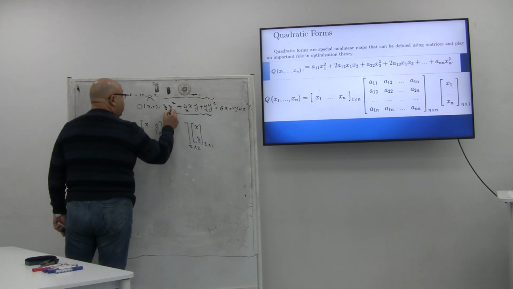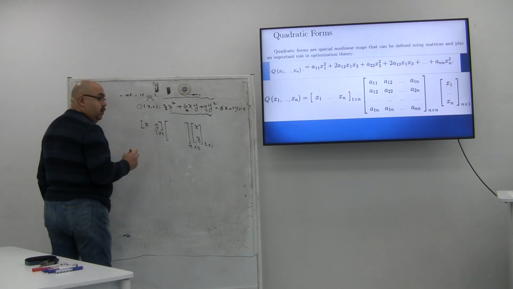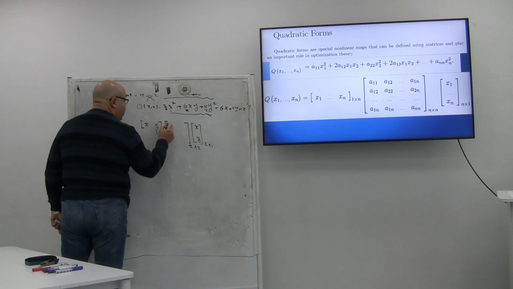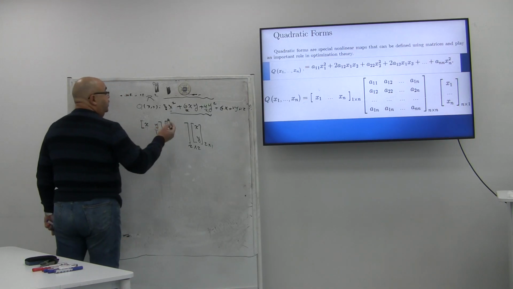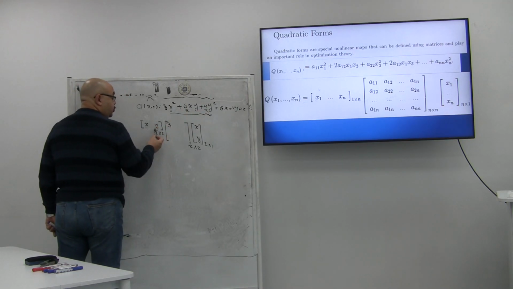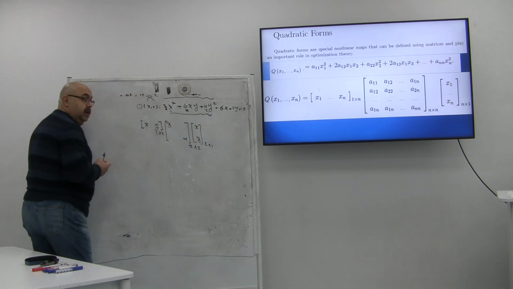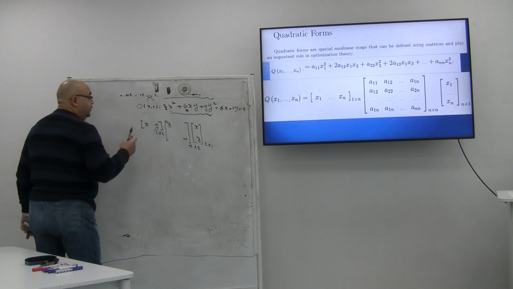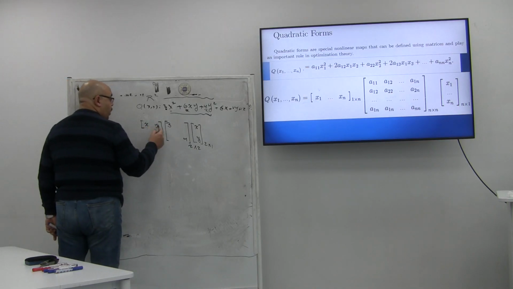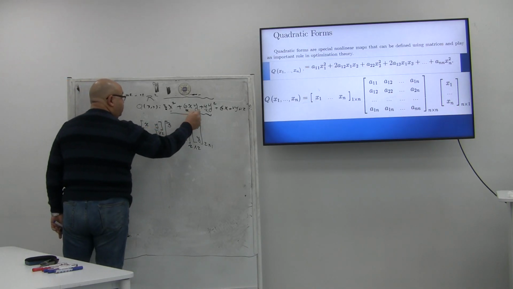So x squared stands for x1, element a11. So it's going to be 3 in the element 1, 1. And for y squared, it will be 2, 2. That means 4 will go in the position 2 by 2. And for the element x times y, it will be 1 times 2.